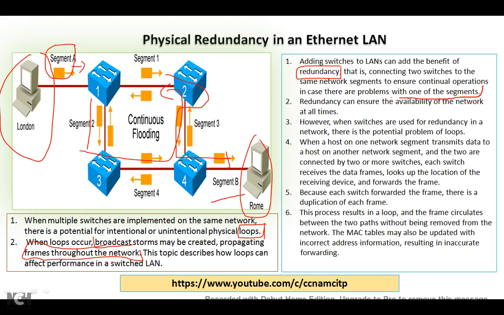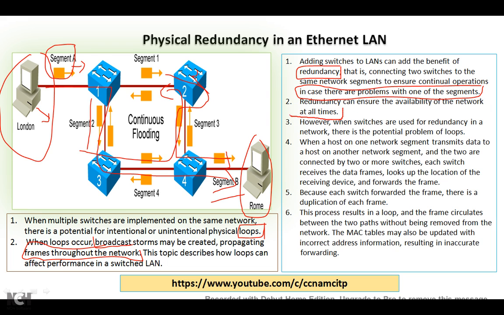So as you can see here, the meaning is very simple. Why do we use more switches here? If you want to send any data from this PC to this PC, and this switch is down, this data communication can still happen through this route. So this is the advantage, or the main role of using redundancy. The communication should happen properly even if one switch is down. So that is called redundancy. Redundancy can ensure the availability of the network all the time.